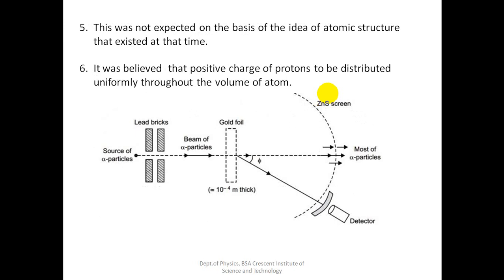The reason why it was not expected is that at the time of Rutherford, the idea of the atomic structure was different. They thought that the whole of the positive charge is uniformly distributed throughout the volume of the atom, not inside a nucleus. There was no concept of a nucleus then, so they were puzzled by the results of this alpha particle experiment.